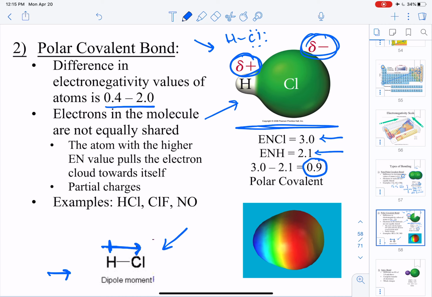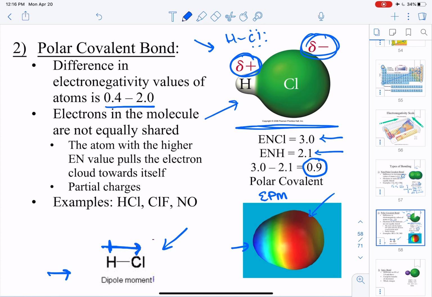Another way that we can show that we have an unequal distribution of electrons is through an electrostatic potential map. So you have electrostatic potential map right here, and the red zone right here is showing that we have a higher electron density over there, and the blue zone over here is showing that we have a lower electron density.